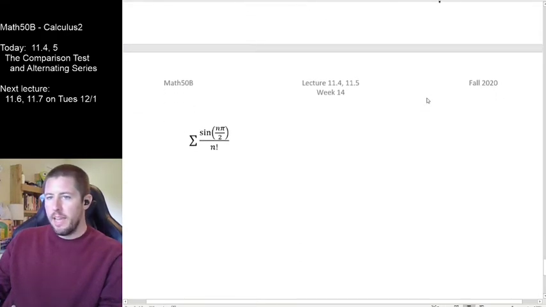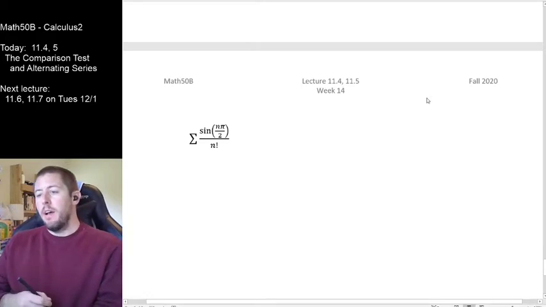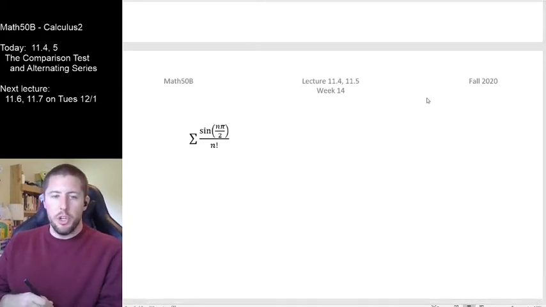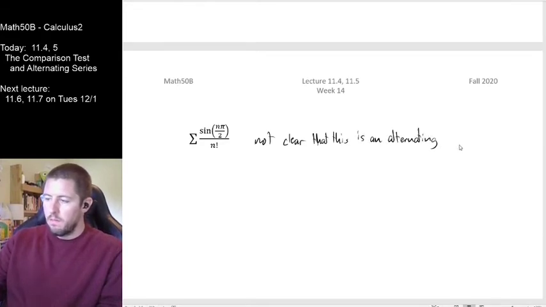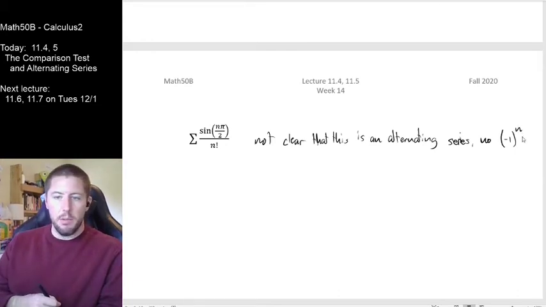Let's do one more example and call it a day here. Last one. The sum of sine of n pi over 2 over n factorial. So immediately what I'm going to say to myself is, it's not clear to me at all that this has anything to do with alternating anything. I don't know what's going on here. I'm going to say not clear that this is an alternating series. I don't see my -1 to the n term that I'm looking for, right?